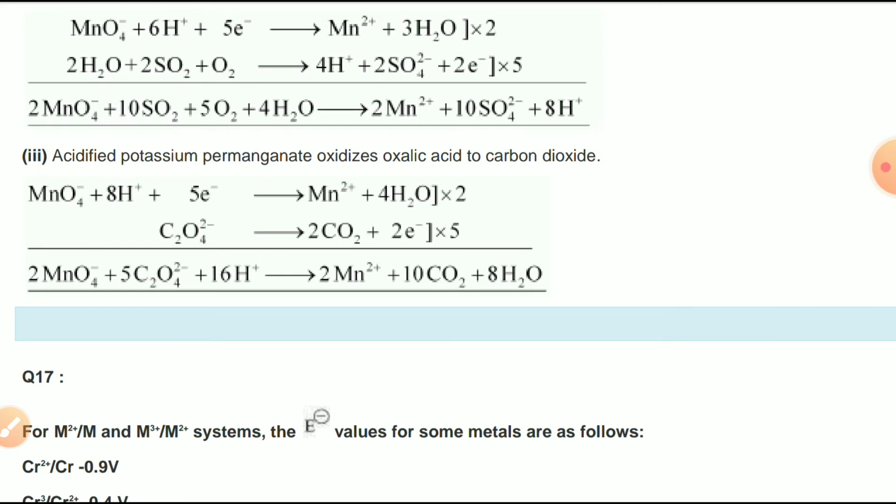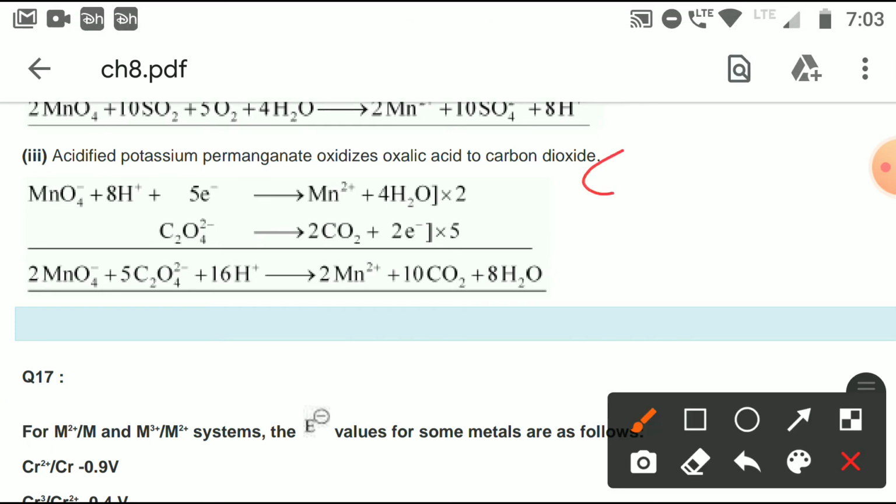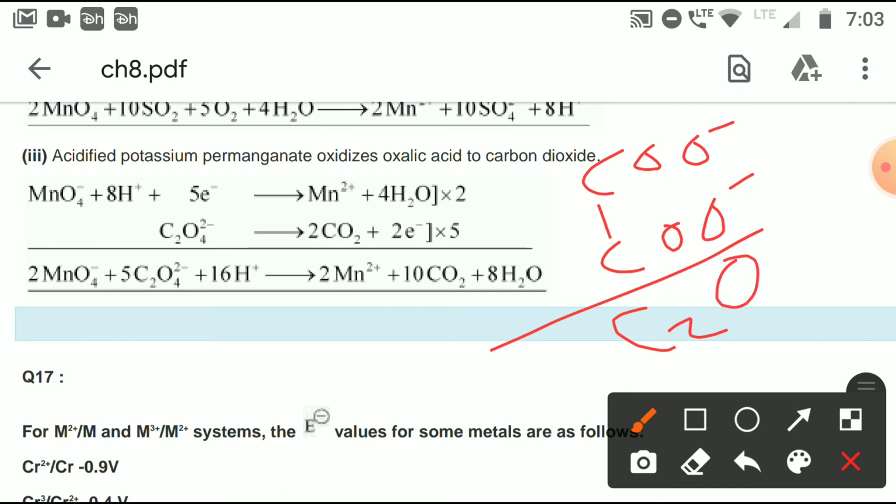Then acidified potassium permanganate oxidizes oxalic acid. Oxalic acid can be written as COO minus, and here COO minus. So the total formula will become C2O4 2 minus ion. Now the C2O4 2 minus ion is oxidized to 2 molecules of CO2, carbon dioxide, and 2 electrons are lost.